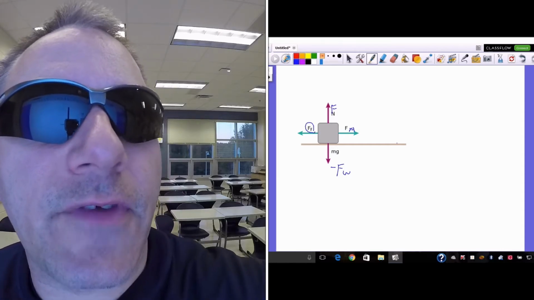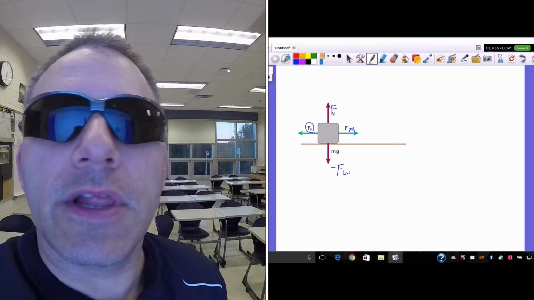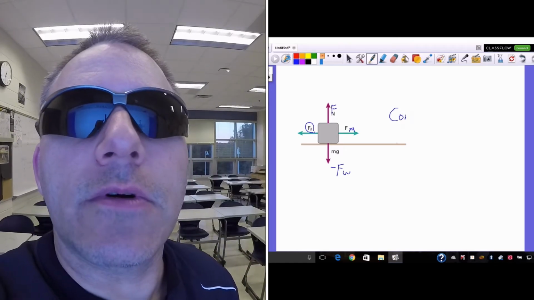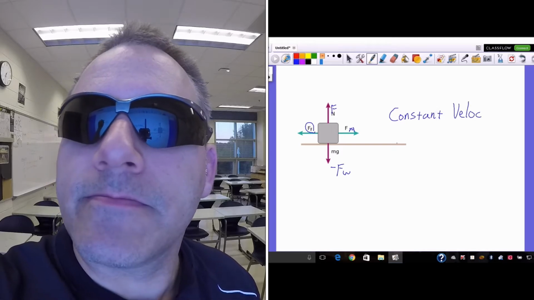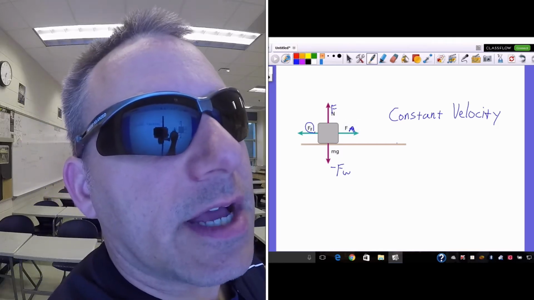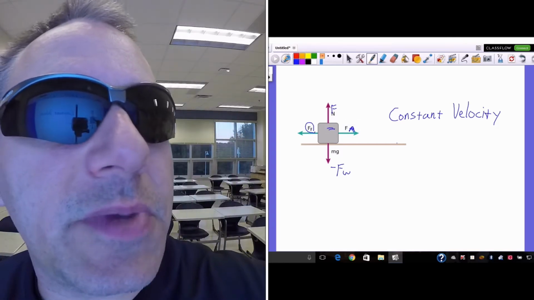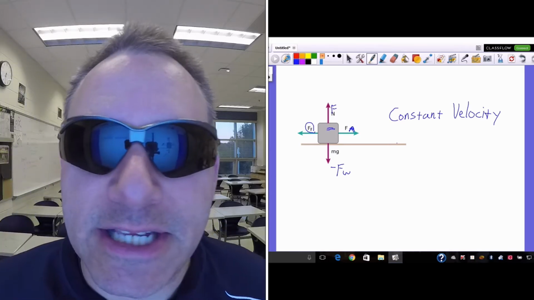So now that it has a frictional force, how are we going to find that? Well, let's say this box, since these arrows are equal, is moving at constant velocity. The reason we say constant velocity is because this applied force here is just as big as the friction force. So that's easy.